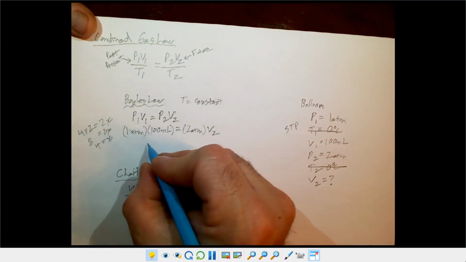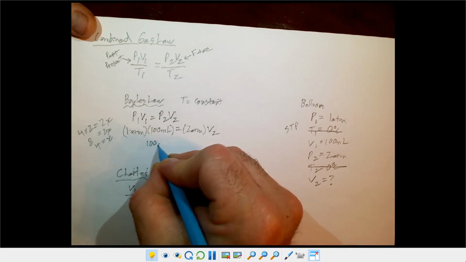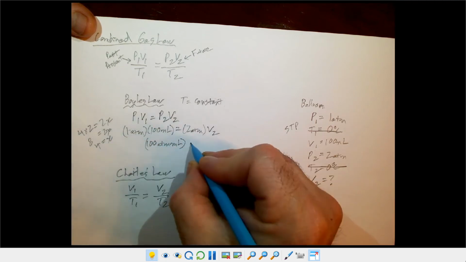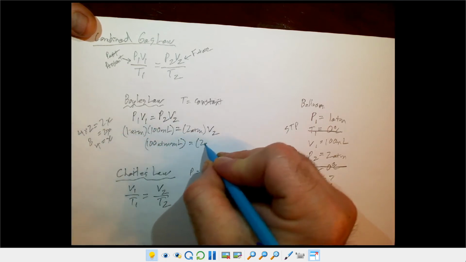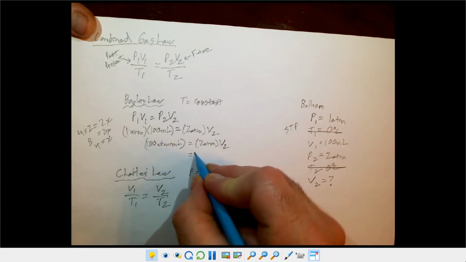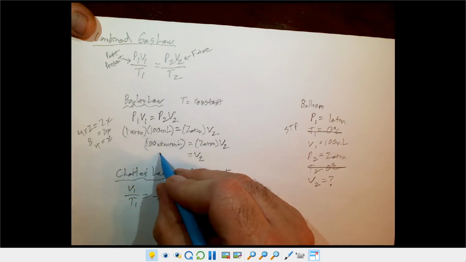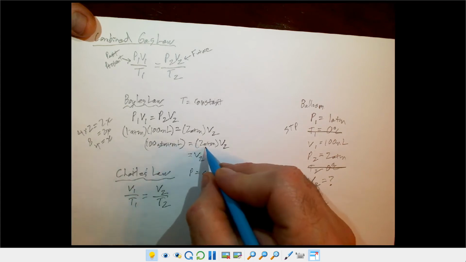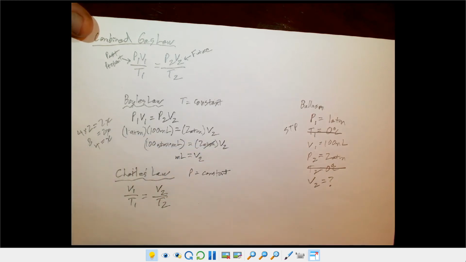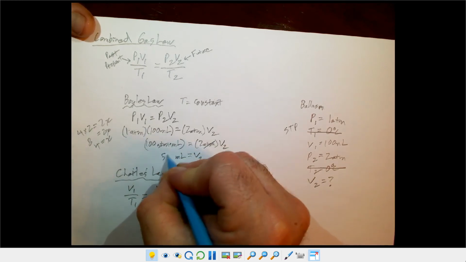So we're going to do the same thing. 1 times 100 is 100. Now look what happens to the units, though. It's atm times ml. And then over here you have 2 atm and V2. And if we take this and we divide it by the 2 atm, what happens? The atm will now be underneath here, and they'll cancel. The atms will cancel, and you'll be left with a unit measurement of milliliters. And 100 divided by 2 is going to give you 50 milliliters.